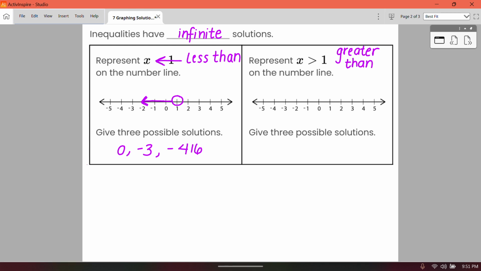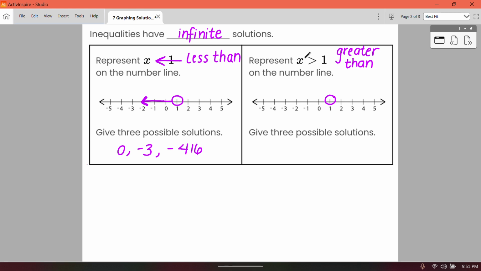But it doesn't say x is equal to 1. So I'm going to do the same thing I did on the other one. I'm going to put a circle there, but I'm not going to fill it in. Meaning, yeah, it can get really close to 1, but it doesn't include 1. Like 1.1 is fine, 1.2 is fine, but not 1. So I'm going to skip around it.